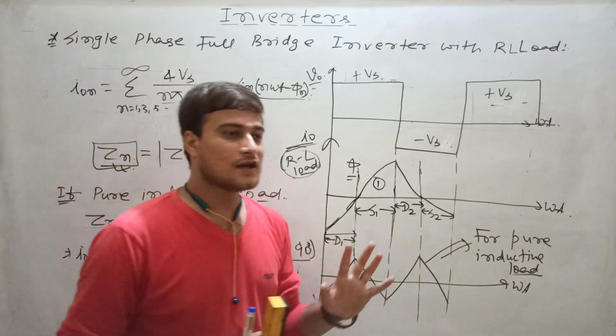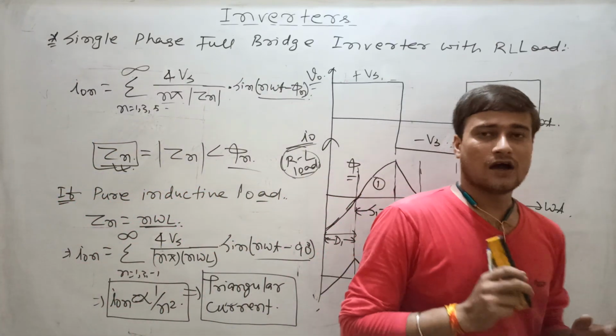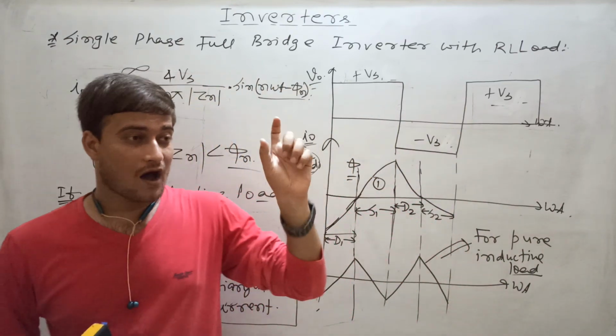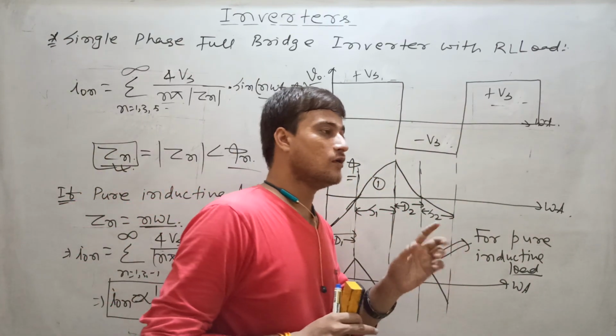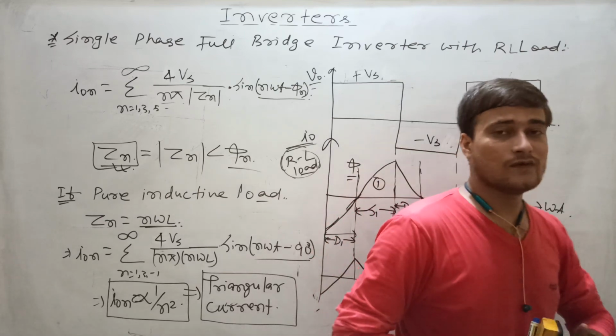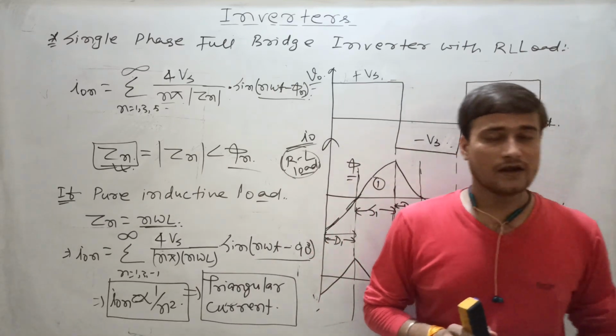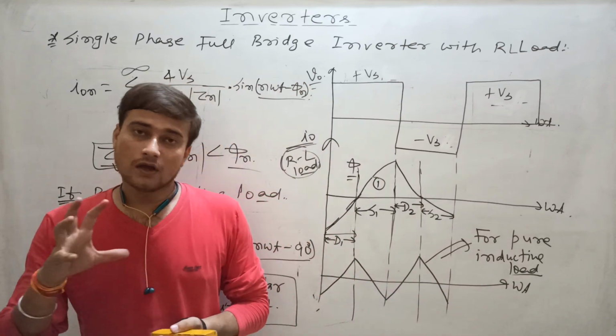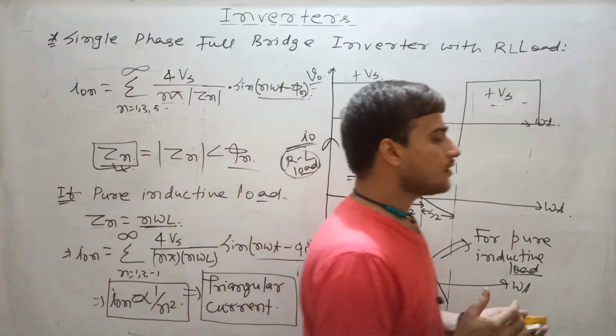So today I completed single phase half bridge inverter and single phase full bridge inverter, with R load as well as with RL load, that means inductive load. Clear? You saw that. Let us come to some conclusion. So what did you study today?